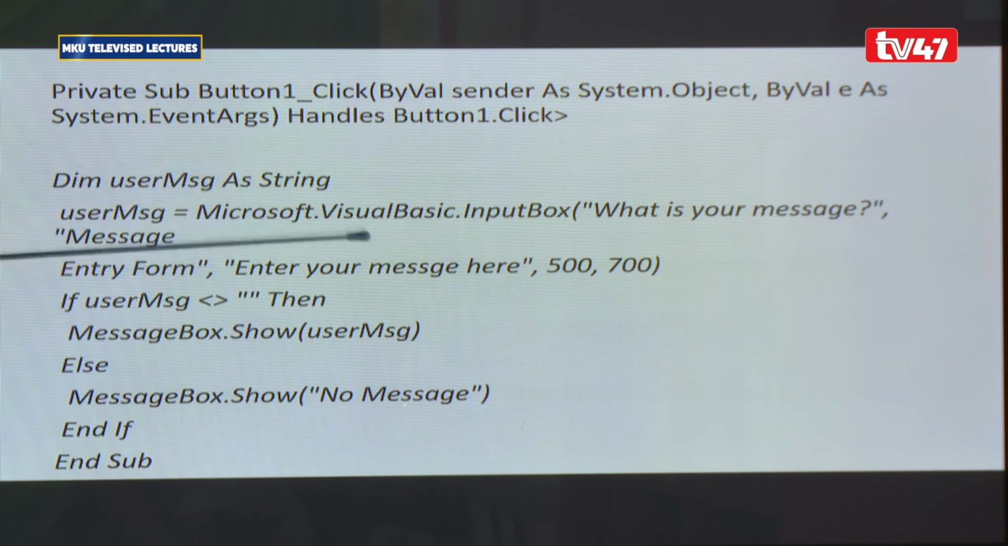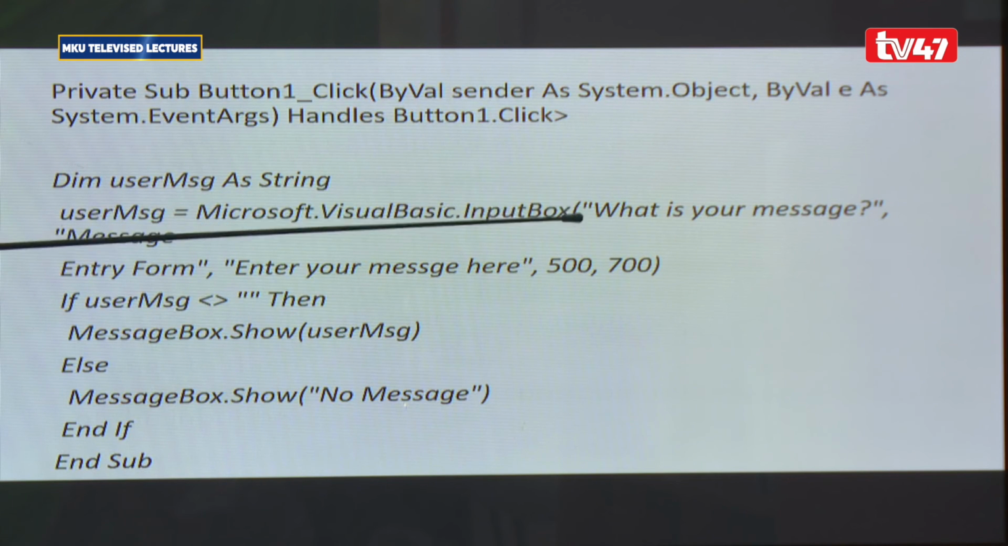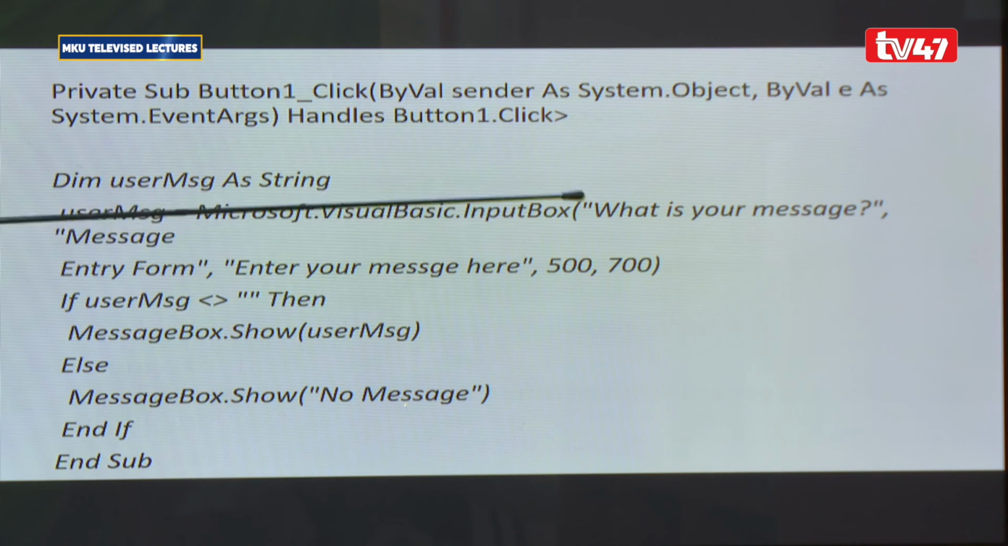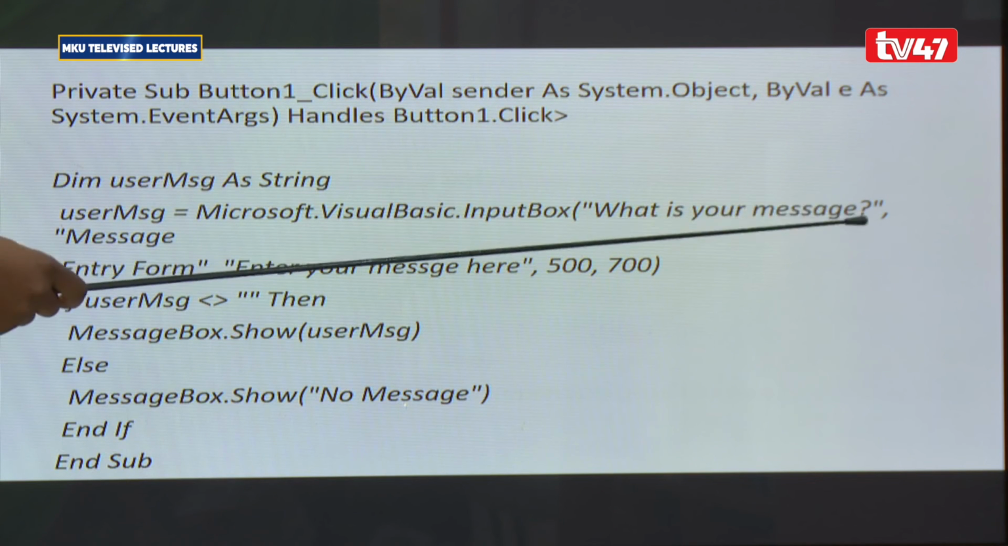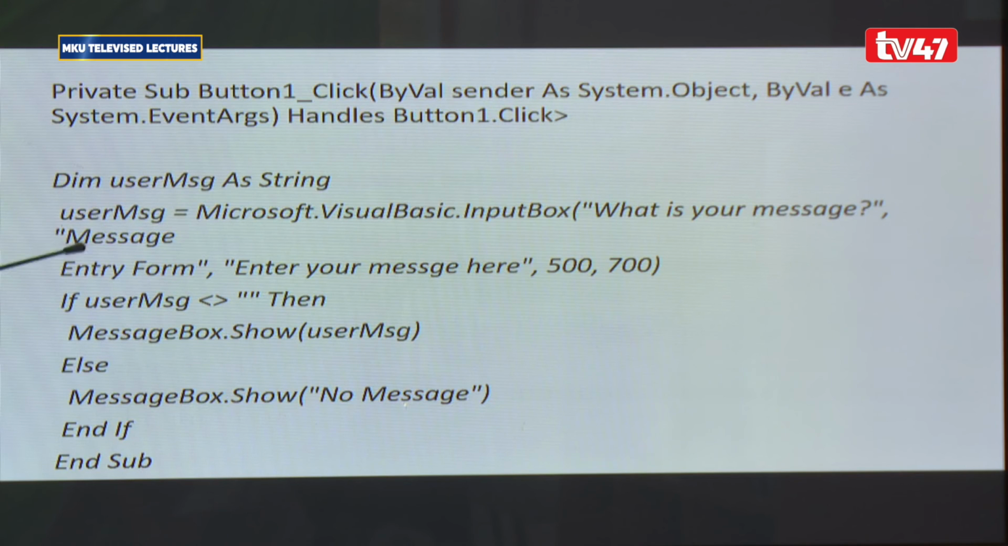So dim user message as string, and we said that user message is equal to Microsoft.VisualBasic.InputBox, depending on the version that we're using. And the message is "What is your message?" That is the question that the system will ask the user. Then the title is "Message Entry Form". The program now gives the user an interface to enter their message, so we have "Enter your message here". Then the X and Y positions, which we can give as values, so we can say 500 and 700.